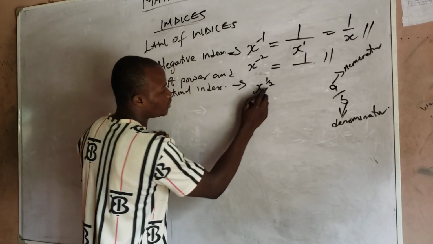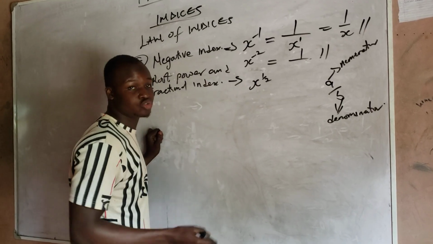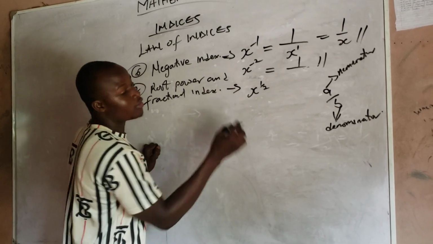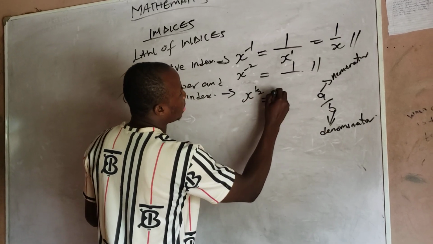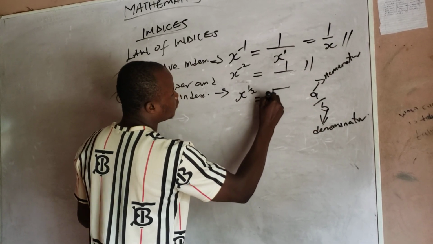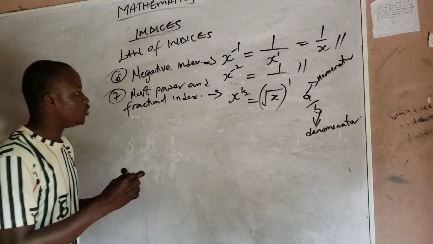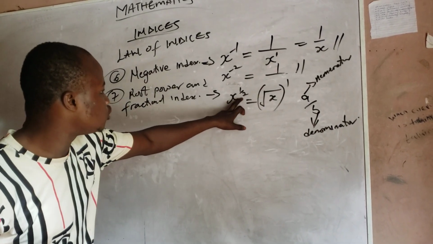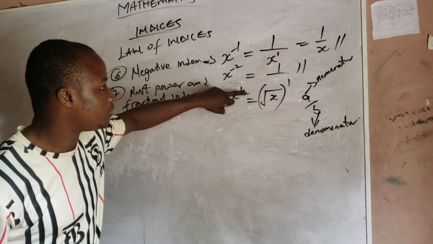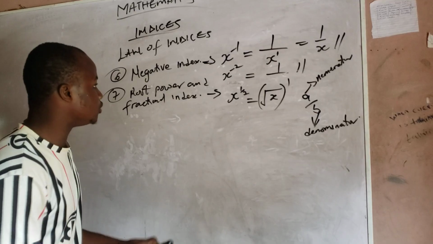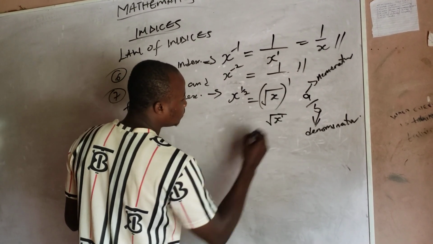If the denominator is 2, it forms a square root. If it is 3, cube root. If it is 4, fourth root. And the numerator will form the power. So we have the square root of x raised to the power of 1. The 2 becomes the root, and the numerator, which is 1, becomes the power. You can also write it as x raised to the power 1.